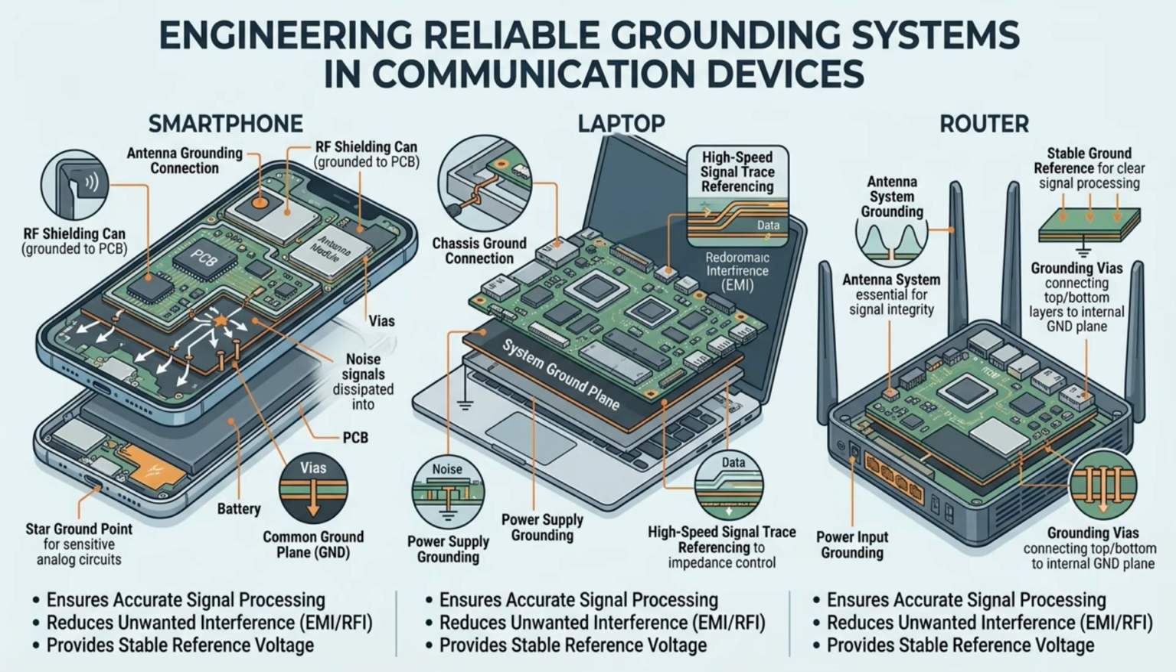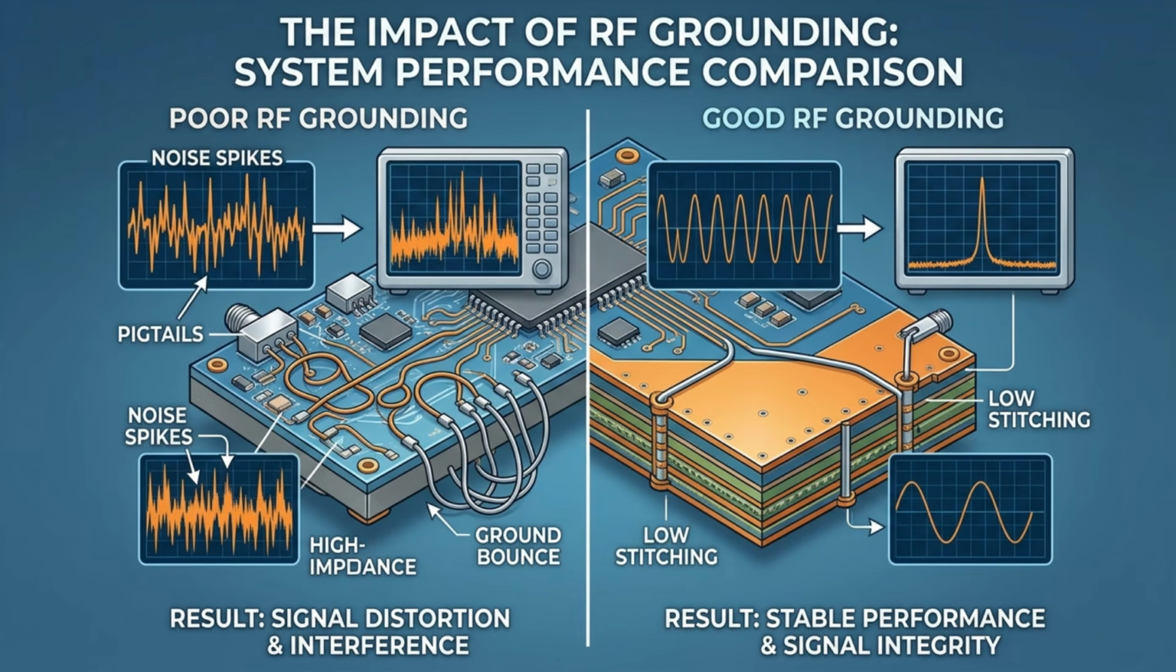Inside smartphones, laptops, routers, and communication devices, engineers carefully design grounding systems to ensure reliable operation. Stable ground references help electronic circuits process signals accurately and reduce unwanted interference. In RF engineering, grounding becomes even more important. Poor grounding can introduce noise, distort signals, and reduce overall system performance. This is why grounding is treated as a major design consideration rather than a simple wiring detail.